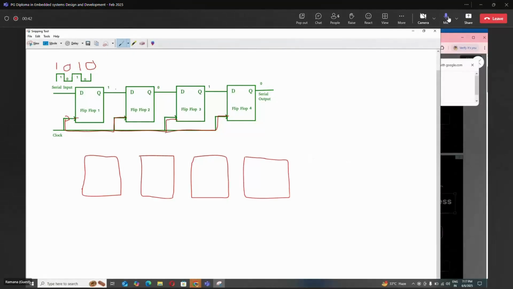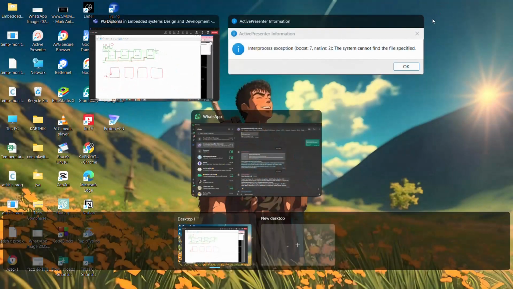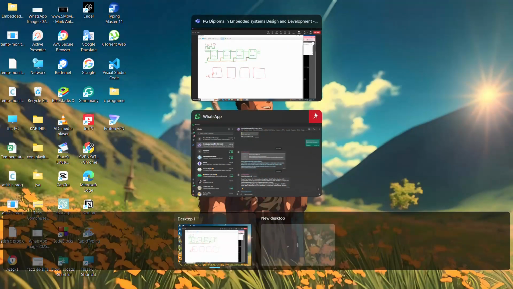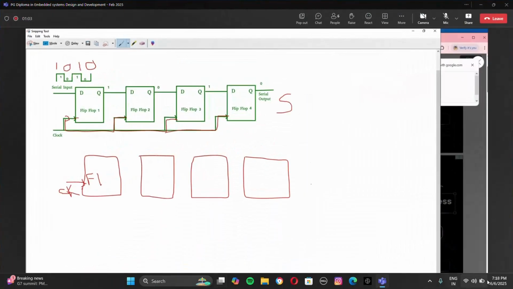So imagine the same diagram, the same top wall diagram. Imagine only the clock, the clock we are giving. So this is flip-flop one. This is synchronous and this is asynchronous.